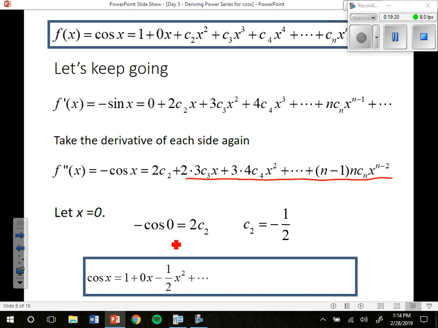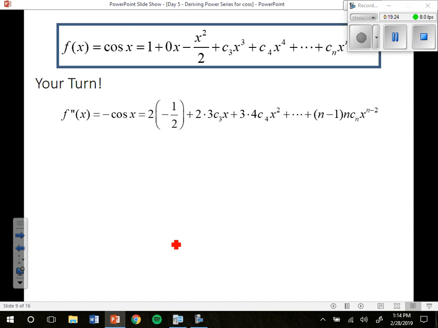That's what we have to see. I want you to try to find C3. So turn and talk to your partner. You don't really have to write it down. You can just look at it. But I want you to try to find C3. It'll just be 0. So there'll be no odd.